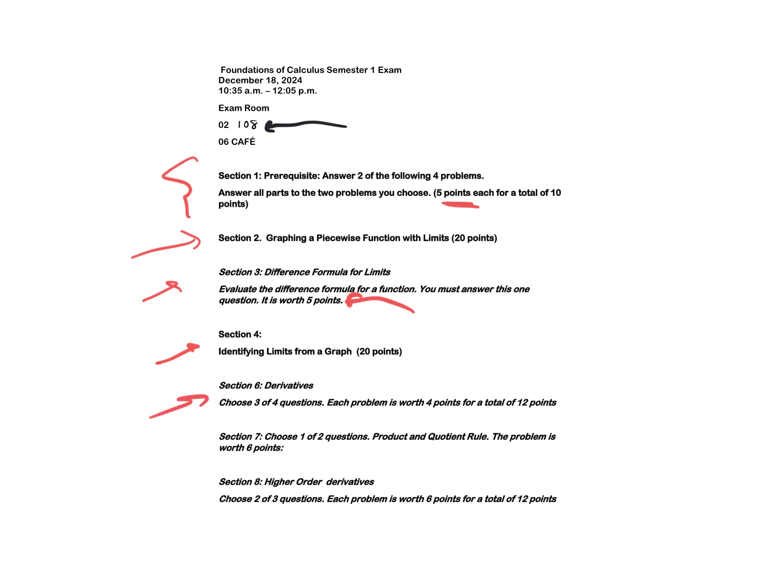Section 6, doing some quote-unquote basic derivatives. You're going to answer 3 of the 4 problems, each worth 4 points. And then you're going to have to choose to do 1 of 2 problems using either the product or quotient rule. The problem is going to be worth 6 points. And then you're going to answer 2 of 3 questions that deal with higher order derivatives, taking derivatives of derivatives, finding the second, the third derivative of a given function.